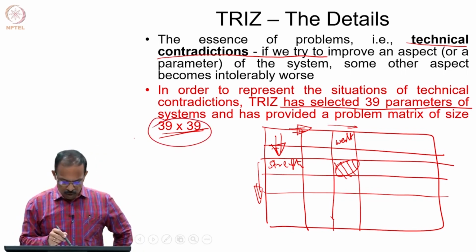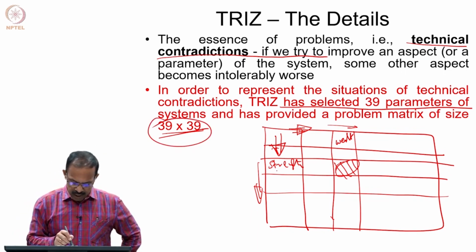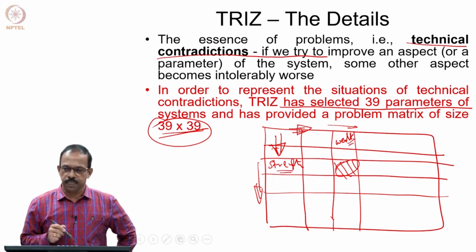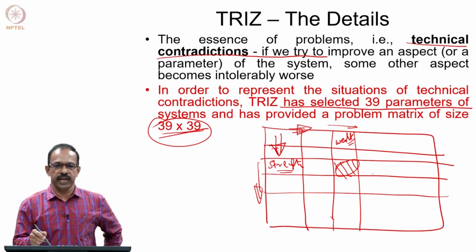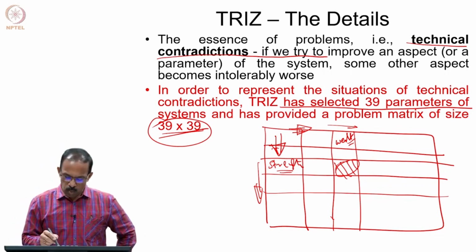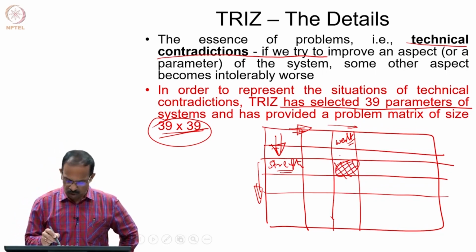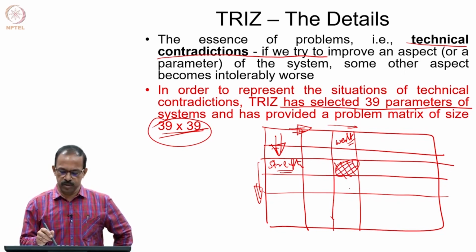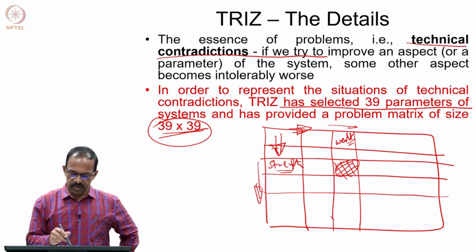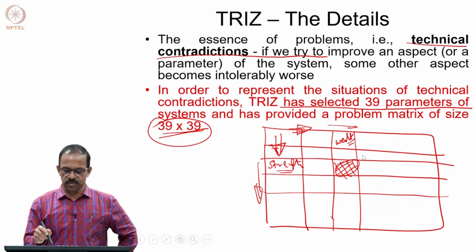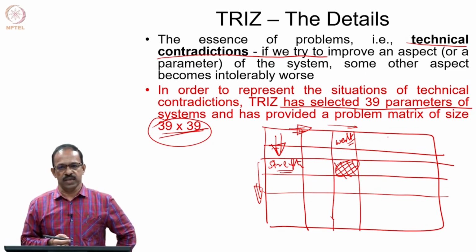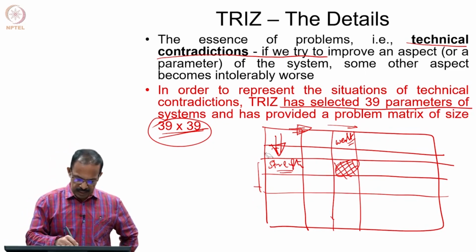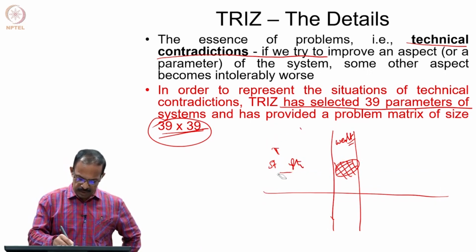Now we want to know, if there is a contradiction between strength and weight, and I am trying to improve the strength and the weight is actually going against my requirement, what kind of solution can be used to solve this. So that is what we need to know now. If we can identify that kind of a solution, then we will be able to get the solution space very easily. So that is the 39 by 39 matrix that we can have between the contradicting parameters.